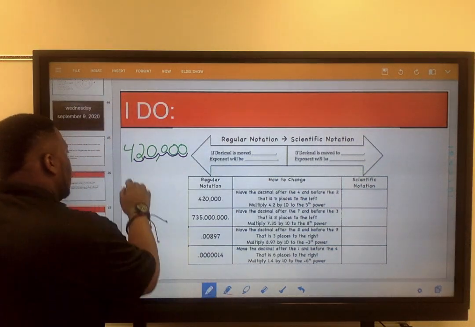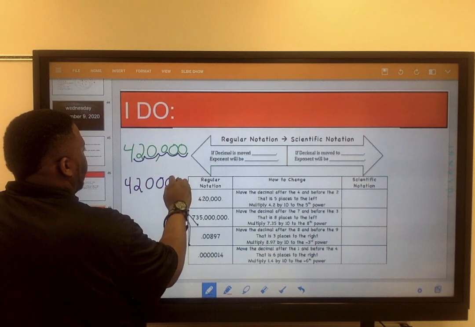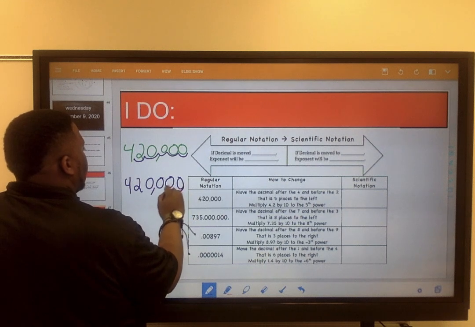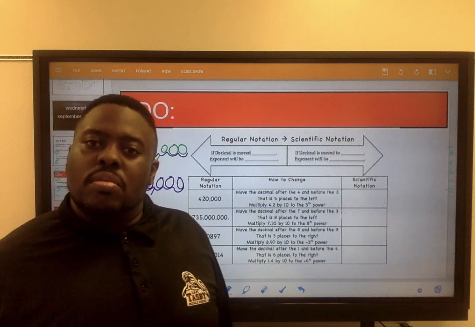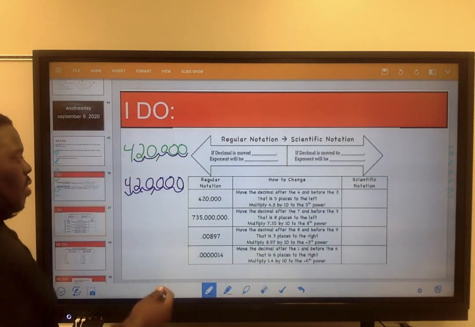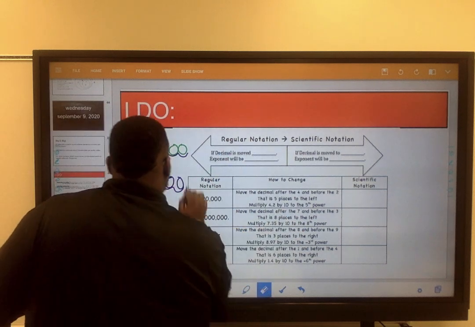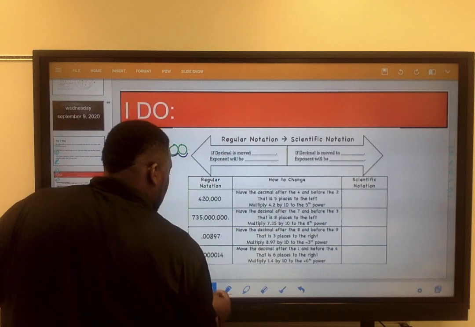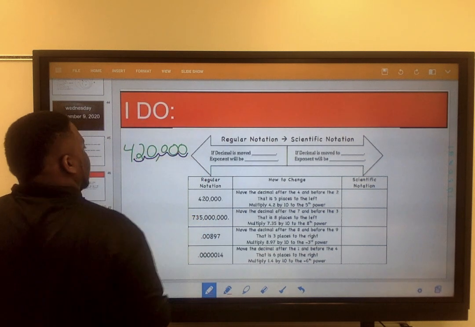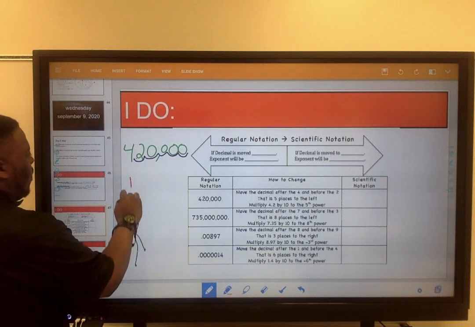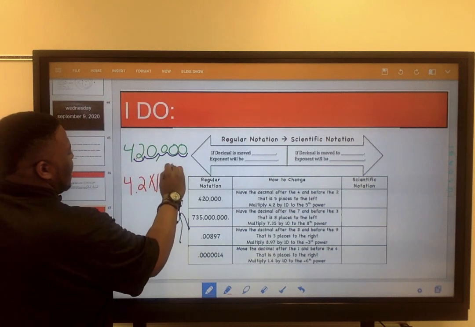If I would have gone, let's say, here, 1, 2, 3, 4, 5, 6, then does that say 420,000? No, it says point something. We don't want that. We're trying to relate scientific notation to the regular notation. So this was 5 places. You would then write 4.2 times 10 to the 5th.